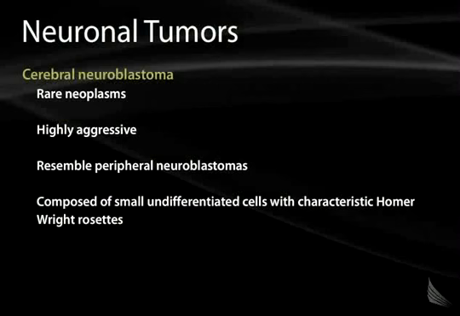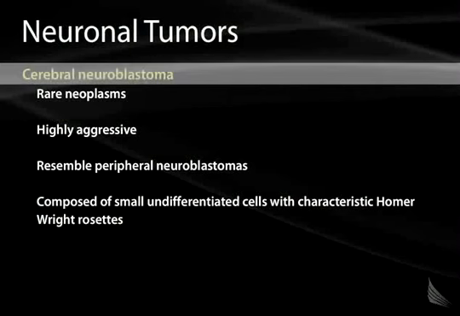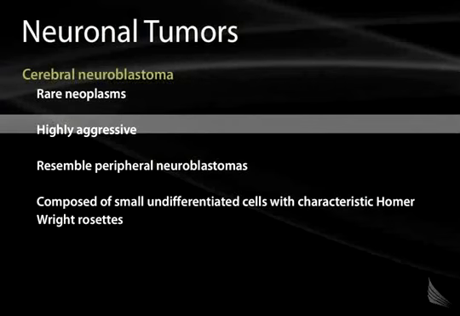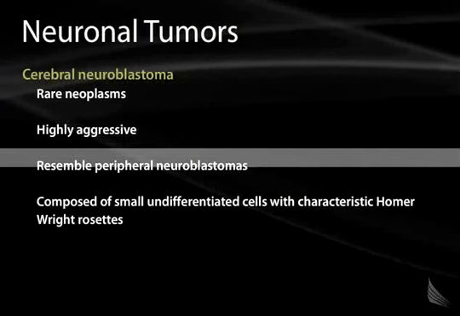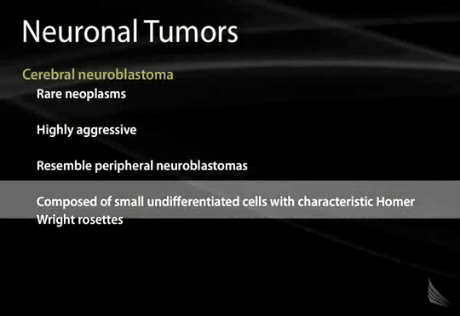Neuronal tumors are rare, but there are a few. Cerebral neuroblastoma is the main one to keep in mind. These are very rare but highly aggressive, and they resemble peripheral neuroblastoma. They are composed of small undifferentiated cells with the characteristic Homer-Wright rosette. If you see Homer-Wright rosette written, think neuroblastoma.